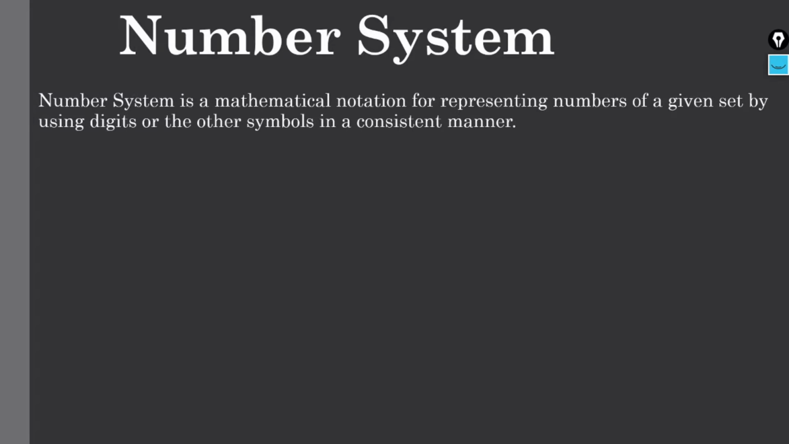A number system is a mathematical notation for representing numbers of a given set by using digits or other symbols in a consistent manner. Basically, with the help of a number system, you can represent numbers in a different way, or you can use the different forms of the number system to make it more understandable.